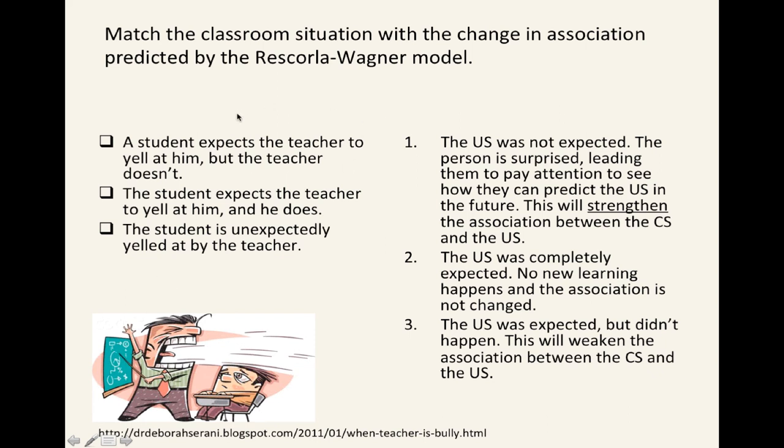I want you to take a moment and try to apply the Rescorla-Wagner model to these 3 examples involving a student. This goes back to part 1, where we had the example of the teacher yelling at the student, making the student feel really uncomfortable in class and leading to some anxiety in the future when the student's in the class in the presence of that teacher, right? In this first one, a student expects the teacher to yell at him, but the teacher doesn't. In the second one, the student expects the teacher to yell at him, and he does. And in the third one, the student is unexpectedly yelled at by the teacher. So match these 3 with the 3 situations in the Rescorla-Wagner model.